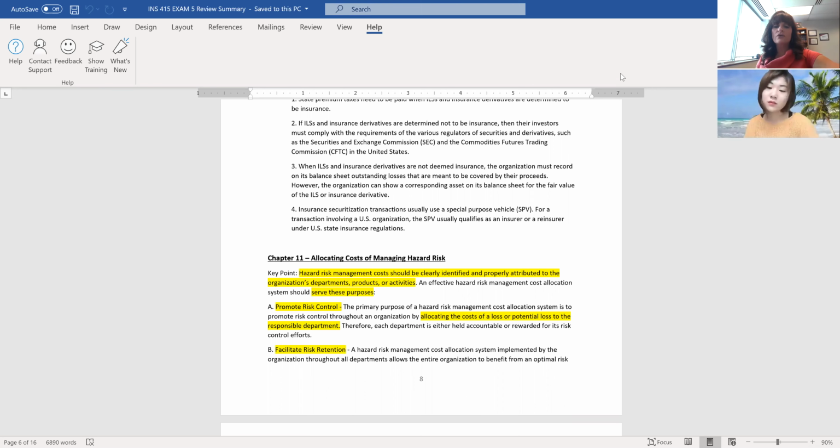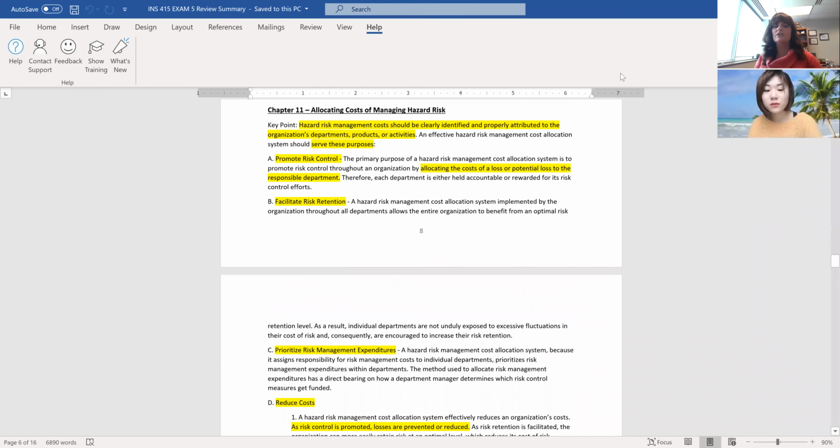You also are trying to facilitate risk retention. So if you know more about your risks, those that are lower dollar, you want to retain those and you want to transfer the big stuff, but you're really trying to facilitate risk retention because you can better control it.